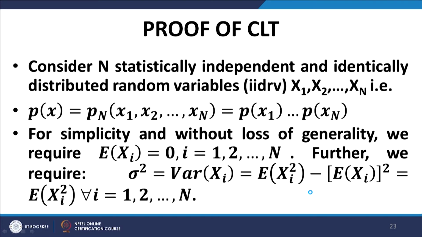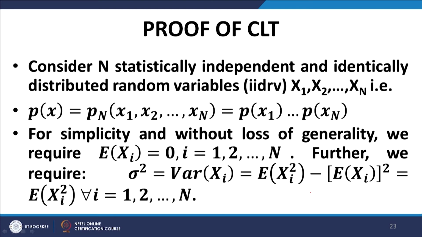Let us assume that there are n statistically independent and identically distributed random variables x1, x2, ..., xn. Let us assume that p(x) is the probability density function of x, and it is naturally a function of x1, x2, ..., xn, and because they are independent, p(x1, x2, x3, ..., xn) can be expressed as p(x1) p(x2) p(x3) ... p(xn), because they are independent.